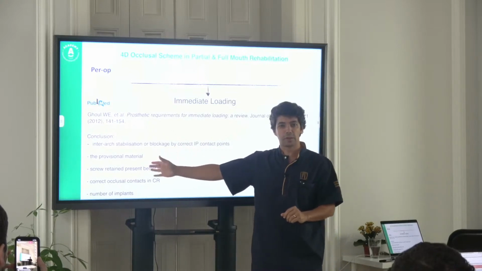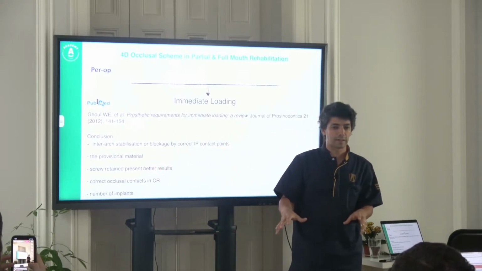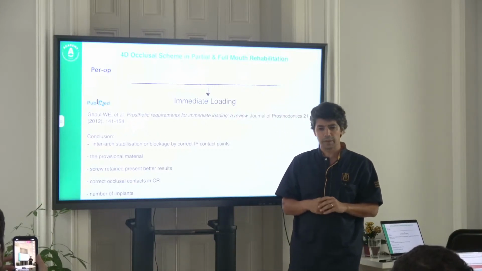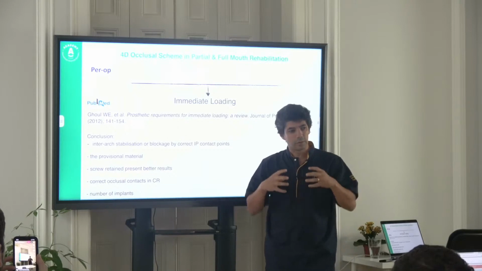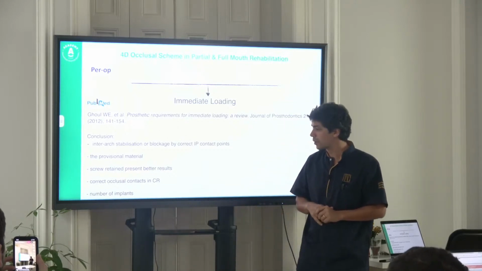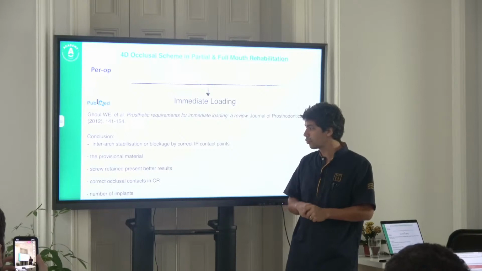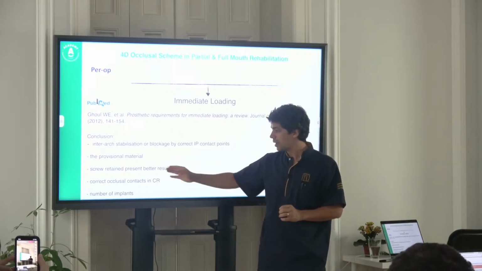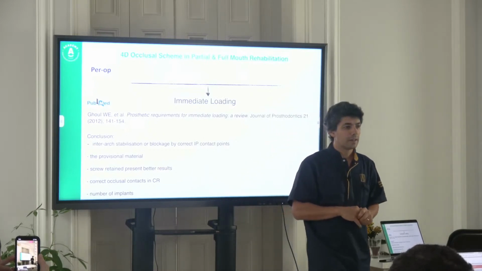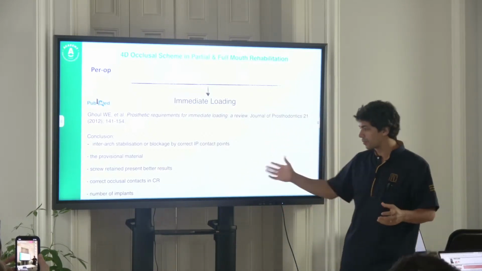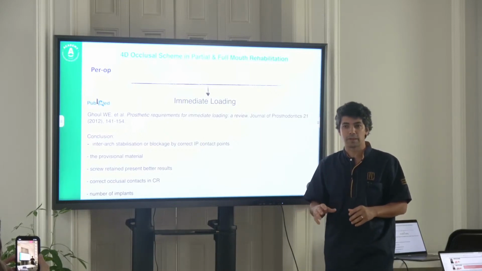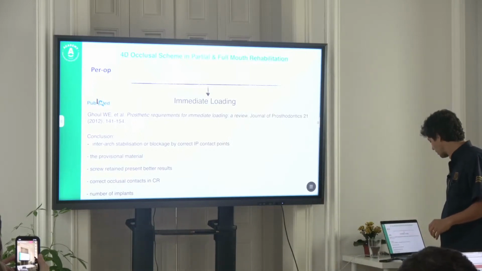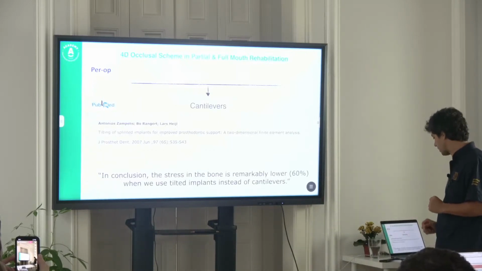The provisional material is also important. We use here an Accident, which is a very, very good acrylic material with less monomer, so good stability, good resistance to load. Of course, screw-retained is also a good conclusion. The correct occlusal contacts seem very common sense, but are very important as well, and the number of implants in this article is stated, whereas, as we said and looked at before, it is not as important.